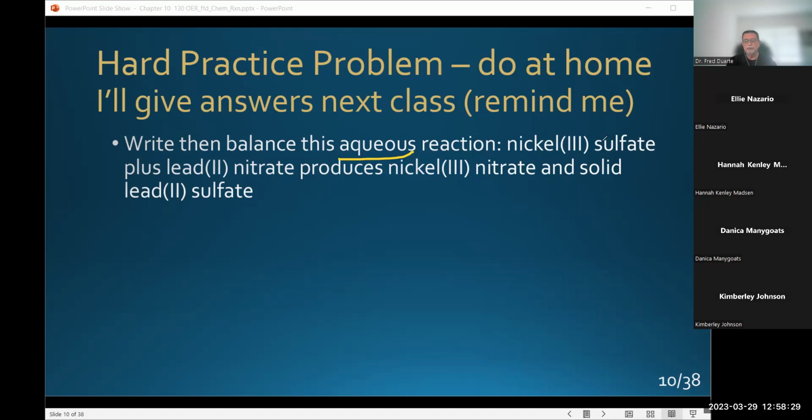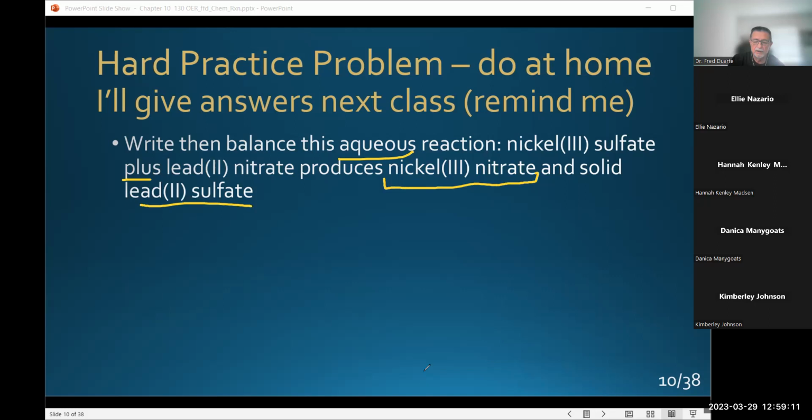So we take nickel(III) sulfate plus, that's our signal for the plus symbol, lead(II) nitrate produces nickel(III) nitrate and solid lead(II) sulfate. And so first of all, you can see here where we have variable oxidation number metals. They're given to you in the form, the number, what oxidation state, by the Roman numerals, but we got to put them together, okay, in the right ratio before we can write the reaction. So let's put them together first.